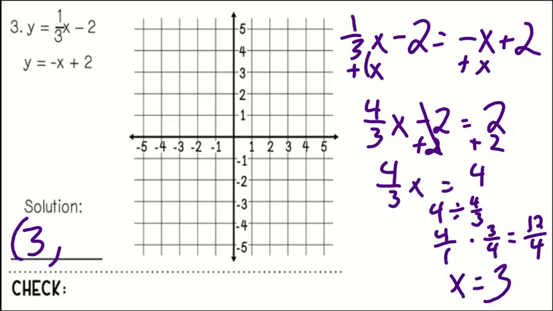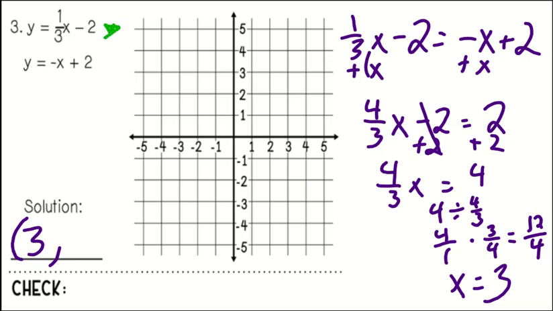We need to get the y value. You just have to pick one of those equations. If you do the math correctly, you should get the same thing for both. Neither of these are exactly ideal. One of them has a fraction, and one of them has a negative number. It doesn't make a difference which one you pick. You should get the same thing. So I'll do both of them.